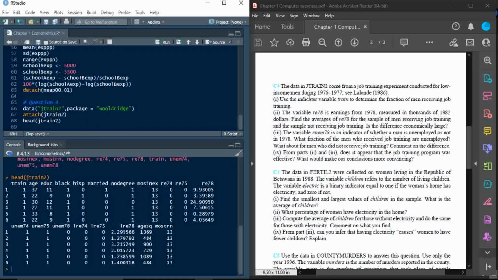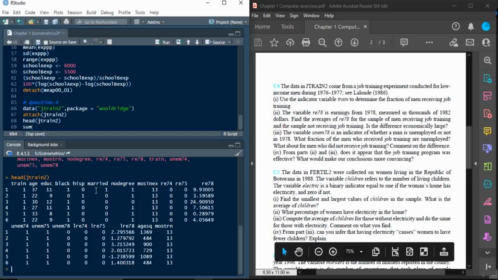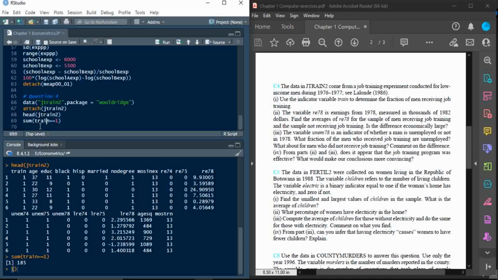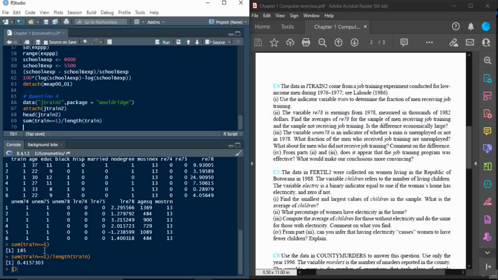Use the indicator variable train to determine the fraction of men receiving job training. It means how many men received training, and train is an indicator variable. Therefore, the 1 values in this column indicate the participants who received job training, and the 0 values represent those participants who did not receive training. So we want the number of people who received training. That will be the sum of train, which equals 185, divided by the total length of the column vector, length of train. So 41.5% of the participants in this sample received training.